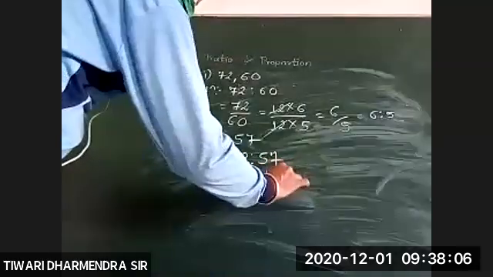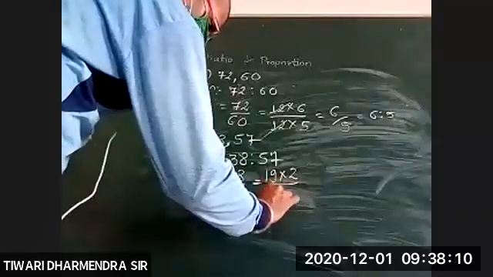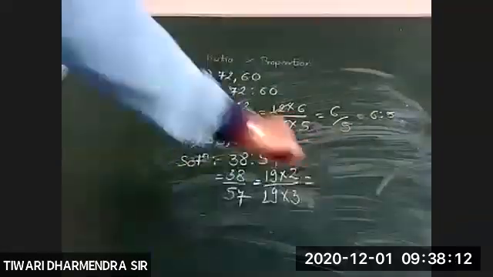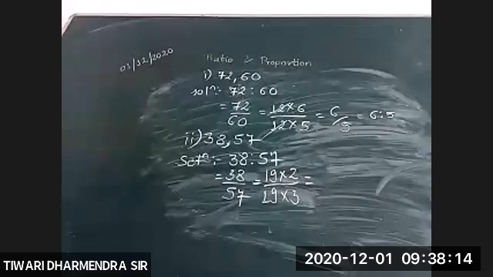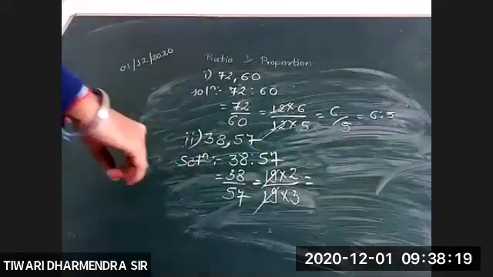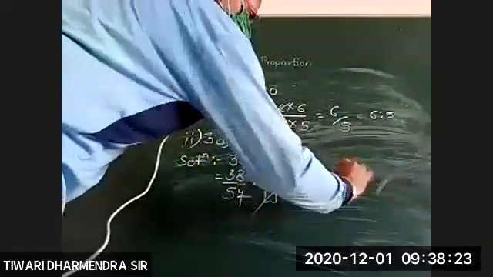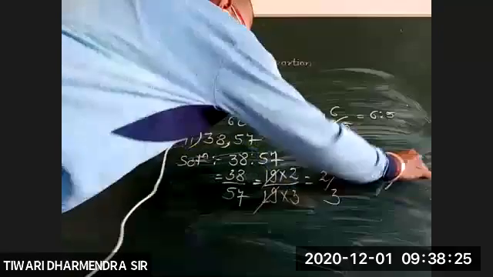That is 19 twos are 38 and 19 threes are 57. So since 19 is common, 19 gets cancelled from numerator and denominator. What remains? 2 by 3, which is the same as 2 is to 3. Done.